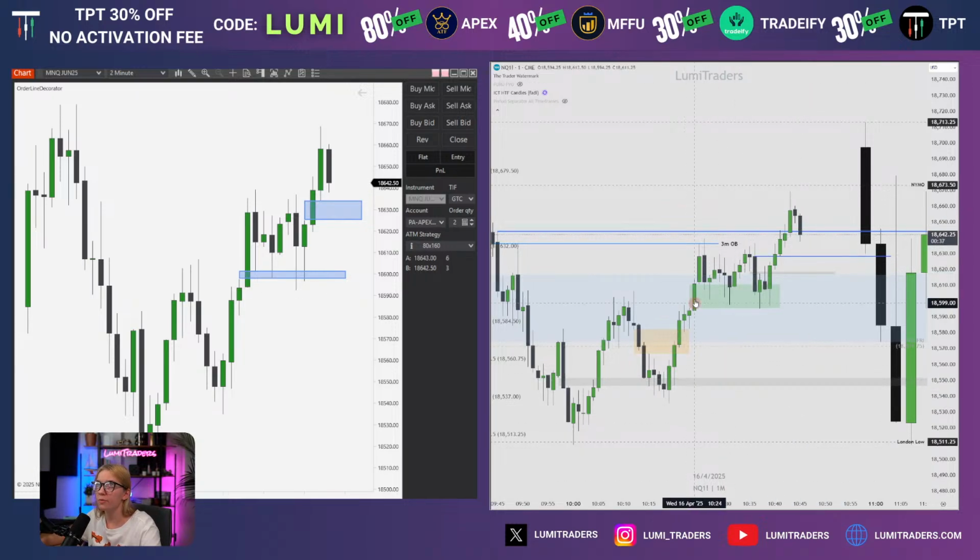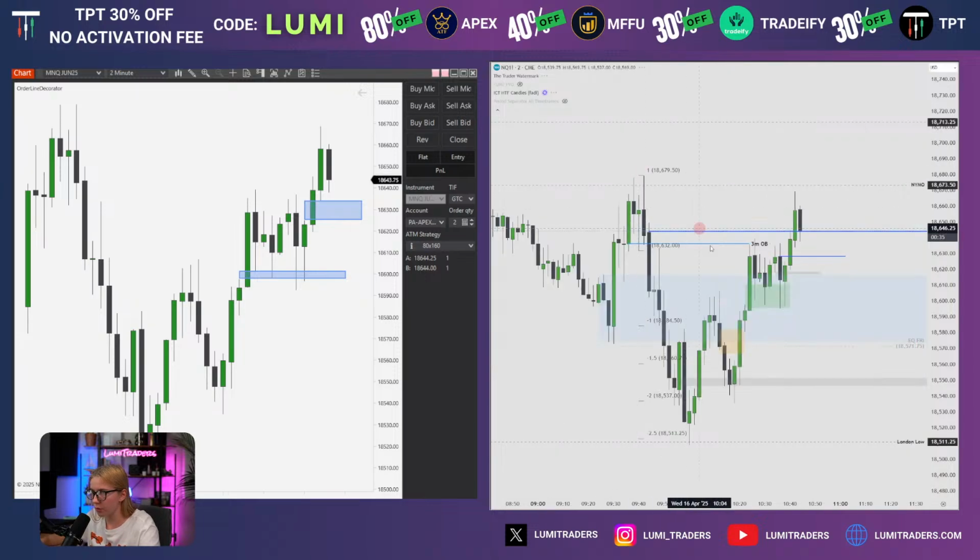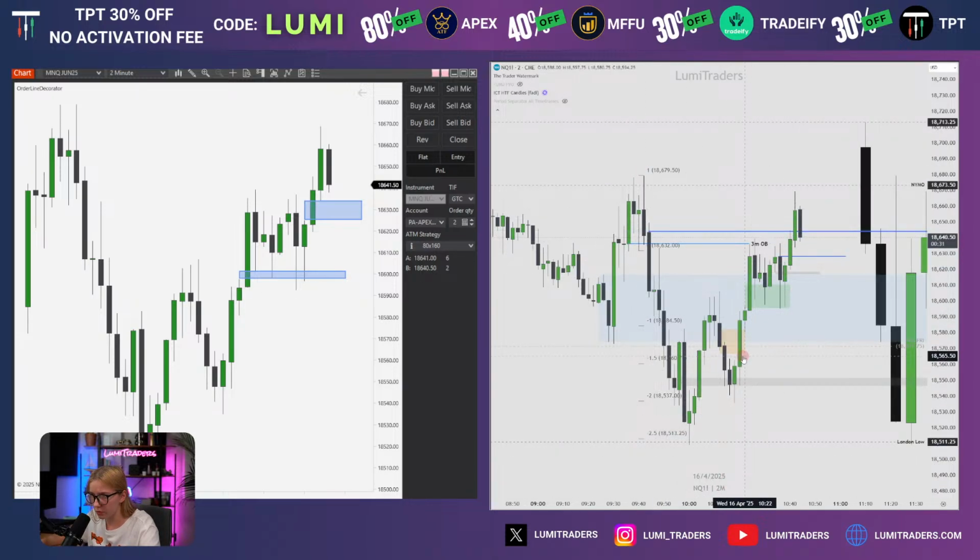So it left, 2 minutes actually, untapped fair value gap right here and right here. I'm going to just edit through this right now. Untapped means unfilled fair value gap.